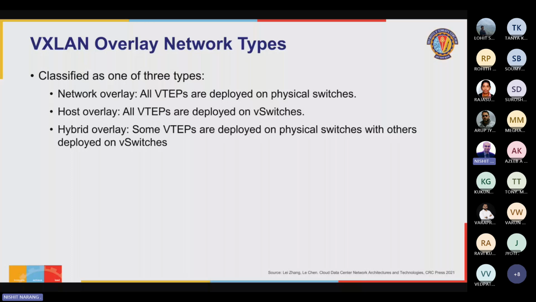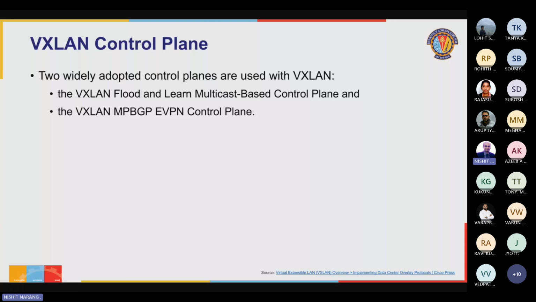Just for completeness' sake, we noted that there are three types of VXLAN overlay networks: the network overlay, where VTEPs are all on physical switches; the host overlay, where VTEPs are all on virtual switches; and a hybrid overlay, where some VTEPs are on physical switches and others are on virtual switches. Typically, you can have all these combinations in a modern data center.